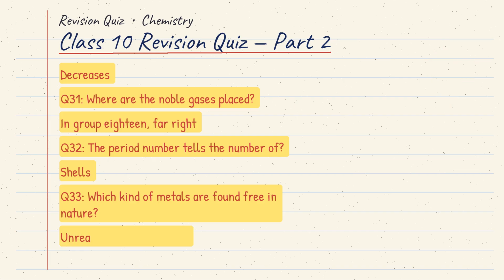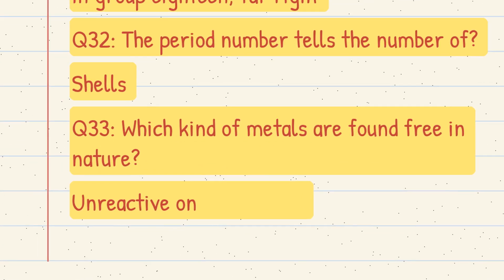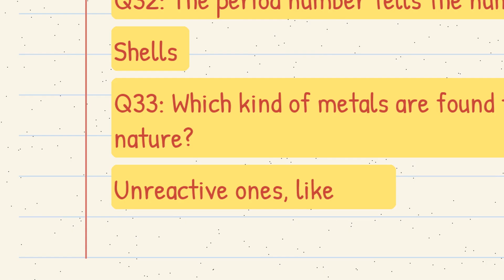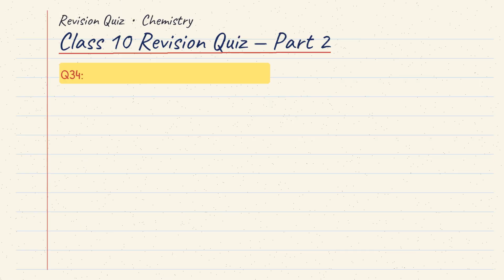The answer is unreactive ones, like gold. They sit low in the reactivity series. Question 34. Fullerene, like C60, is shaped like a?